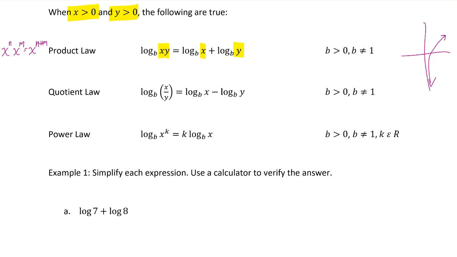We also had x to the n divided by x to the m equals x to the n minus m. Conversely, if we have two values dividing within a log, we can rewrite it as subtracting them. And the denominator is our second one. So denominator subtracted from numerator.